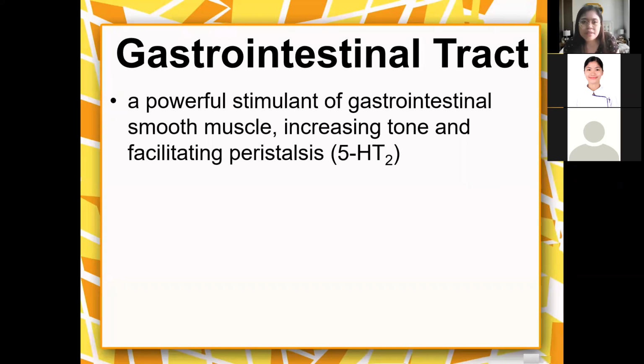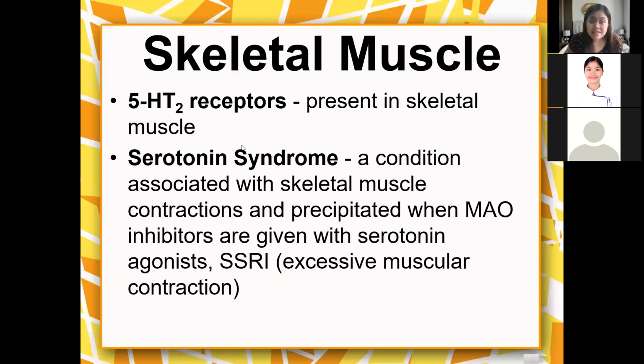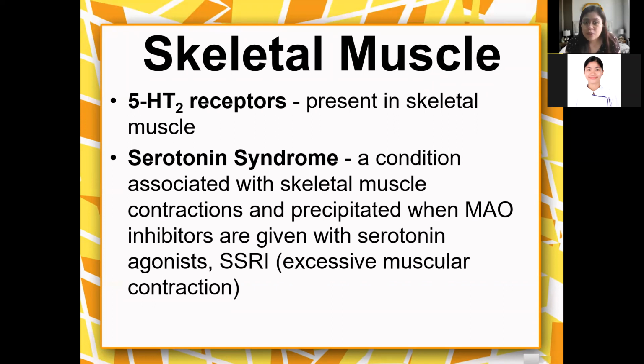The same thing with the gastrointestinal tract. We also have the 5-HT2 receptor here na if stimulated, it will cause stimulation of the gastrointestinal tract, increasing the movement or the motility, or that is what we call the peristalsis. Now, how about for the skeletal muscle? It's still the 5-HT2 receptors, 2A, 2B, and 2C that are present in the skeletal muscle. When in fact, if you have excessive serotonin in the body, it may cause serotonin syndrome, which is associated with the skeletal muscle contraction. There is excessive muscular contraction here, class, for the serotonin syndrome because ang ma-stimulate na receptor ang 5-HT2 na naa sa skeletal muscle.